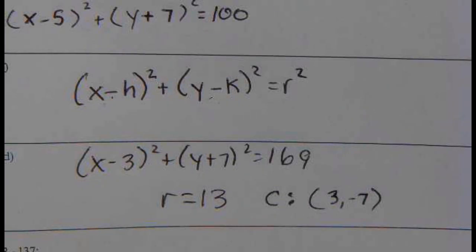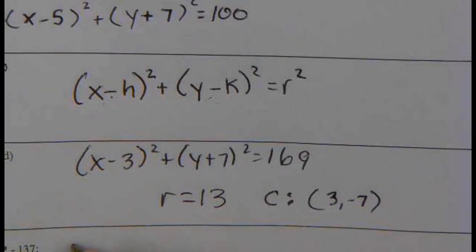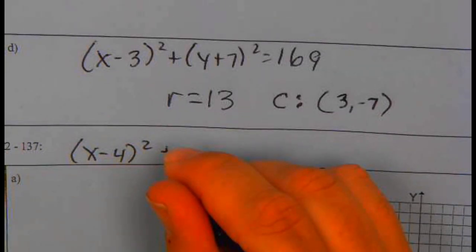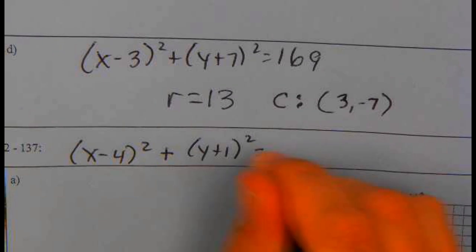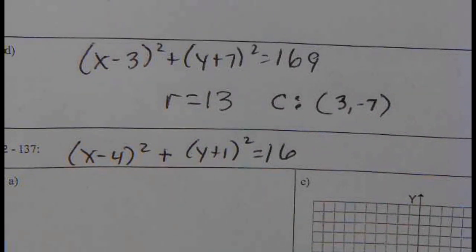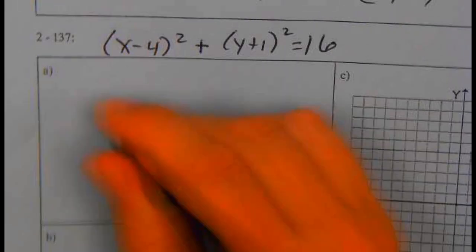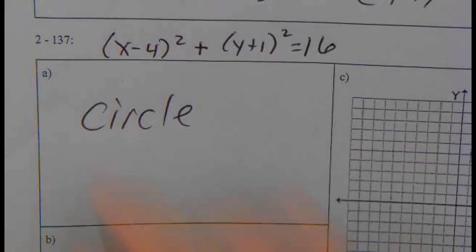All right, and 137 says to consider this equation. X minus 4 squared plus y plus 1 squared equals 16. Okay? I mean, sometimes the book has really hard problems, and then sometimes they treat you like you're elementary school kids. Because the part A says, what's the shape of the graph? So what's the shape of this graph? A circle, because we've just been talking about that. All right, it looks just like the other ones.